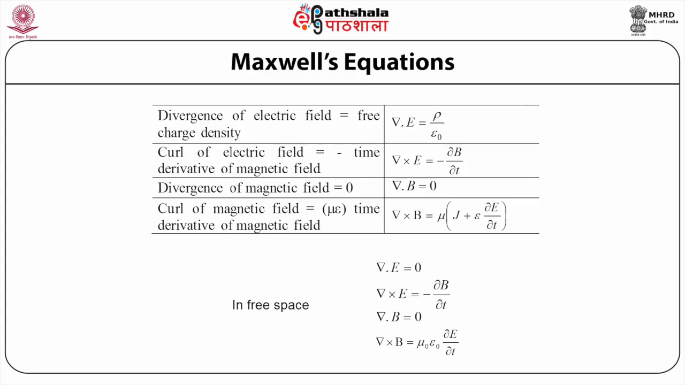The first equation is del dot E equals 0 in absence of any free charge density. The second equation is curl of E equals minus del B by del t. Third equation, del dot B equals 0. Fourth equation, del cross B equals mu naught times epsilon naught times del E by del t, where mu naught and epsilon naught are the corresponding magnetic permeability and electric permittivity of the free space.